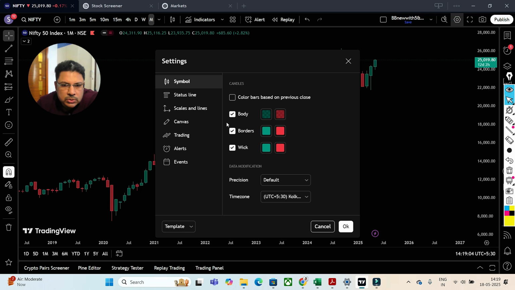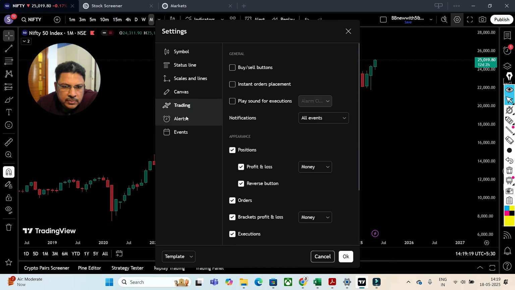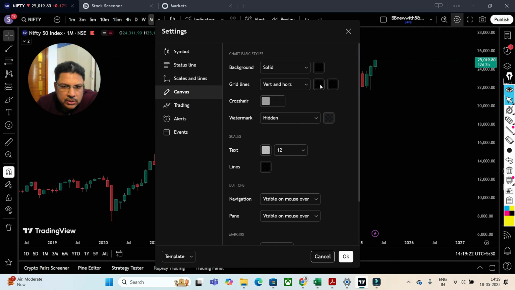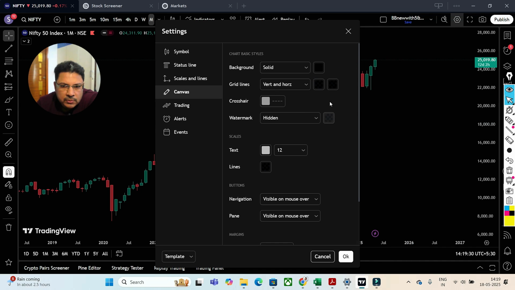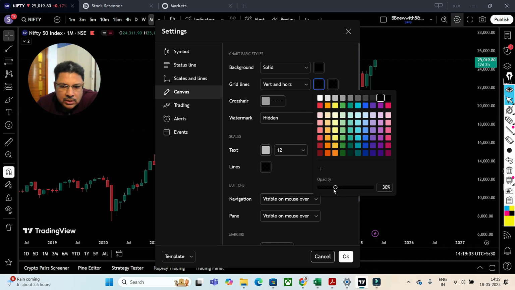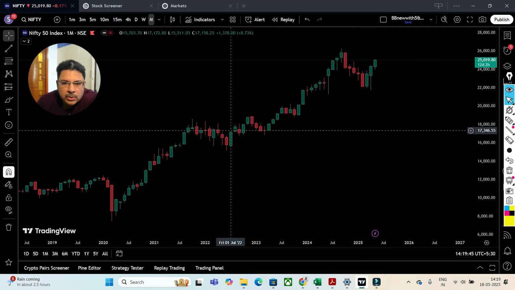Then second, you can choose the body colors, borders and wicks of the candlesticks, whichever colors you want. I made it a little transparent so they appear like this. And once you're done with all these settings, if you want to remove the grid lines, you can always make the opacity 6% or 5%. Otherwise the grid lines will look something like this, a little darker if you choose any color other than black. After you do all this, you save it as your template. I've saved it as my template here. Okay, so let's get started.